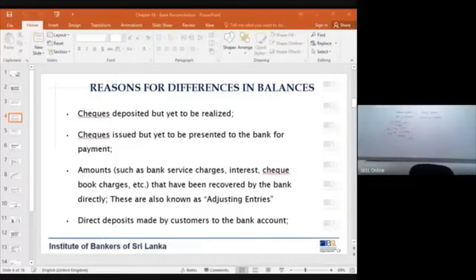So what is the name of the clearing house in Sri Lanka? Can somebody tell me the name of the clearing house? Does anyone know? Very good. Lanka Clear. So Lanka Clear is the clearing house in Sri Lanka where these checks will be processed.